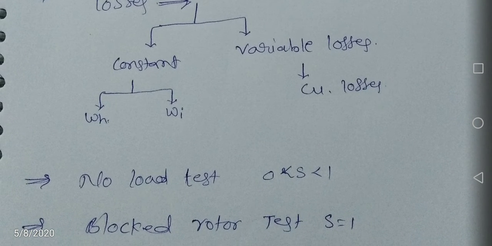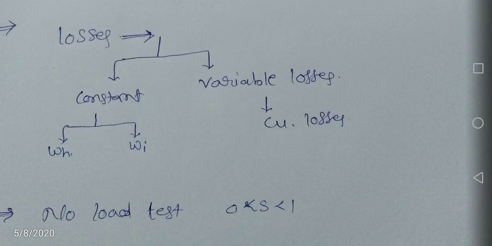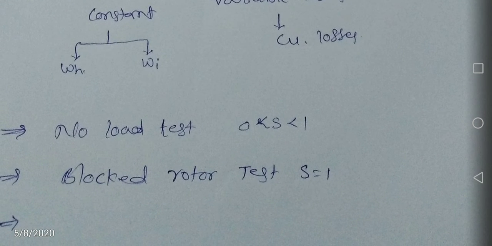To find iron losses, a no load test is required. And to find copper losses, a blocked rotor test is required. The no load test is performed when the slip is between 0 and 1, and the blocked rotor test is performed when the slip is equal to 1.